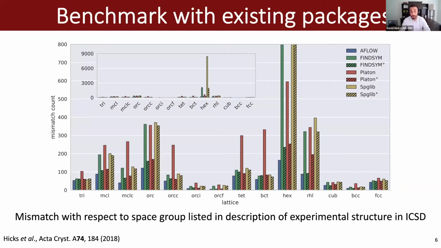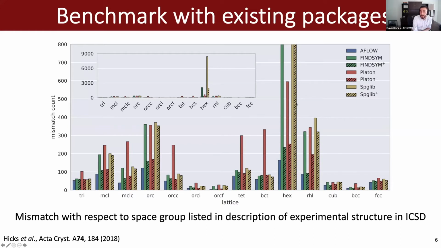And so that's what's shown here. Just as a proof of concept, we took a set of experimental structures from the ICSD and compared the space group calculated by a symmetry package to what was determined experimentally. The taller this histogram, the worse a particular symmetry package performed with respect to experiment. You can see that regardless of what lattice type we're looking at, AFLOW, in comparison to these other symmetry packages, had the fewest number of mismatches. So it's the most consistent with experiment.